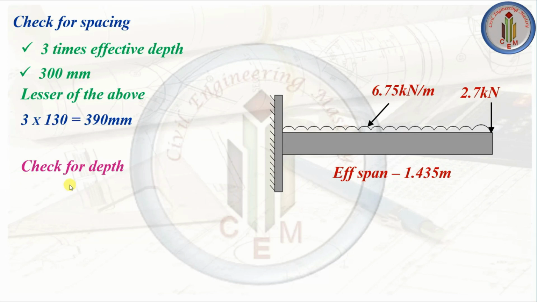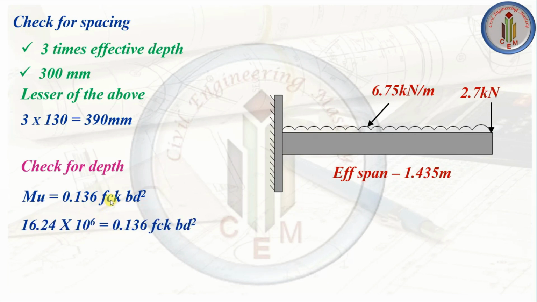Next, let's do the check for depth. Mu is equal to 0.136 fck bd square. By using this formula, we can check the depth provided. We know the bending moment, so we get d value as 77.26 mm, which is less than 130 mm. So the depth we provided is sufficient according to this check.